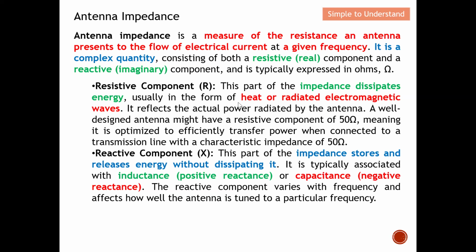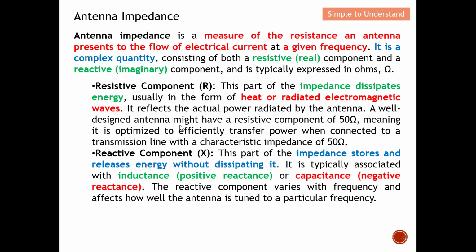This will be under the loss resistor, or it radiates electromagnetic waves, which will be under the radiation resistor. In short, this resistive component may have two functions: one is the loss resistor, and the other is the radiation resistor. It reflects the actual power that is radiated by the antenna. So this is the radiation resistance.